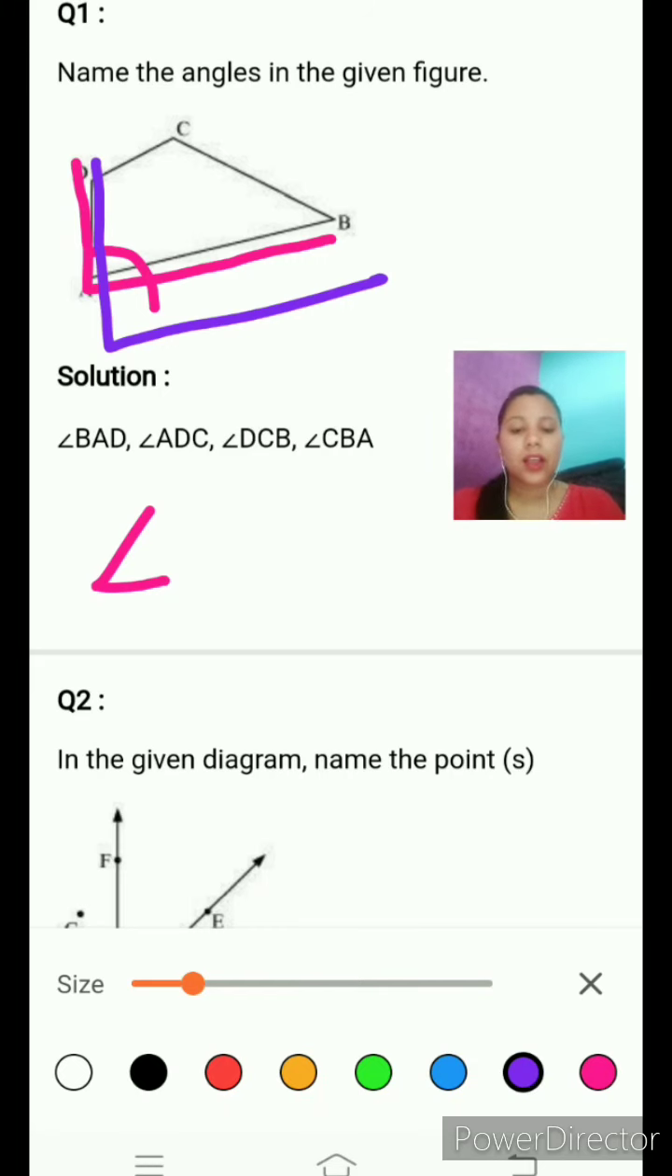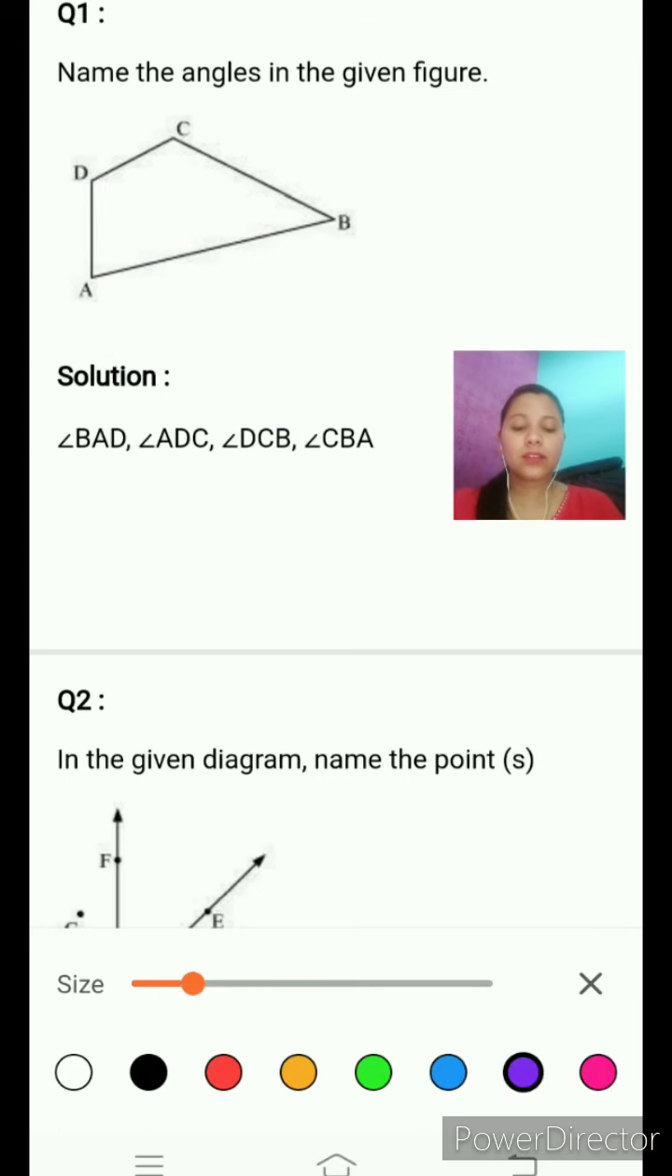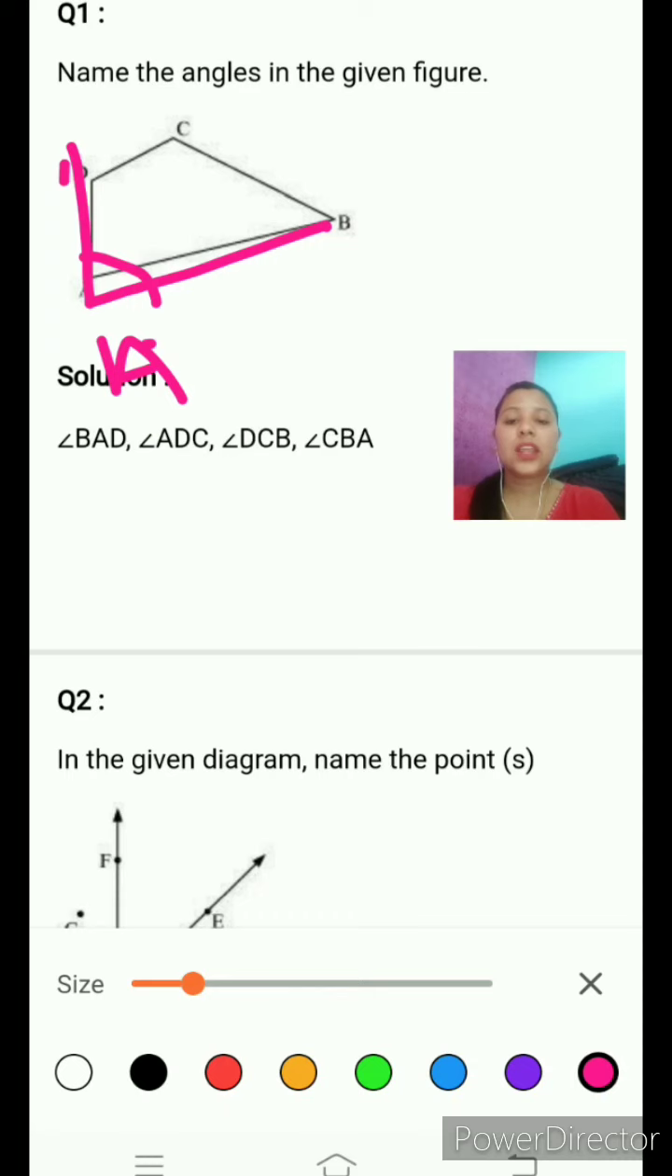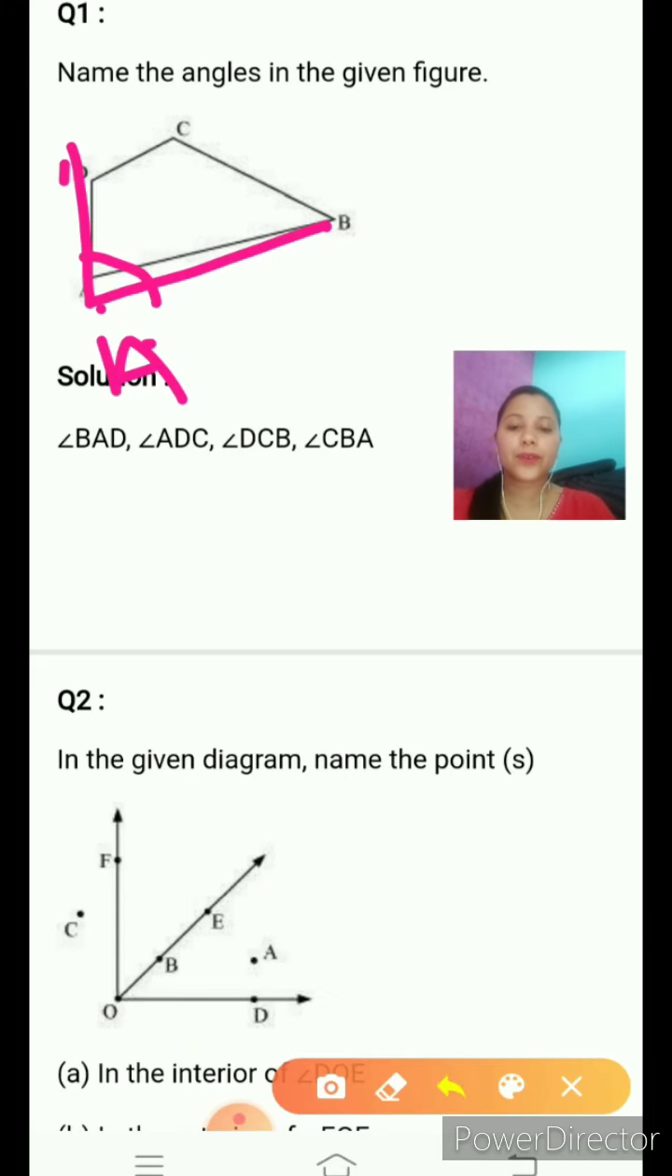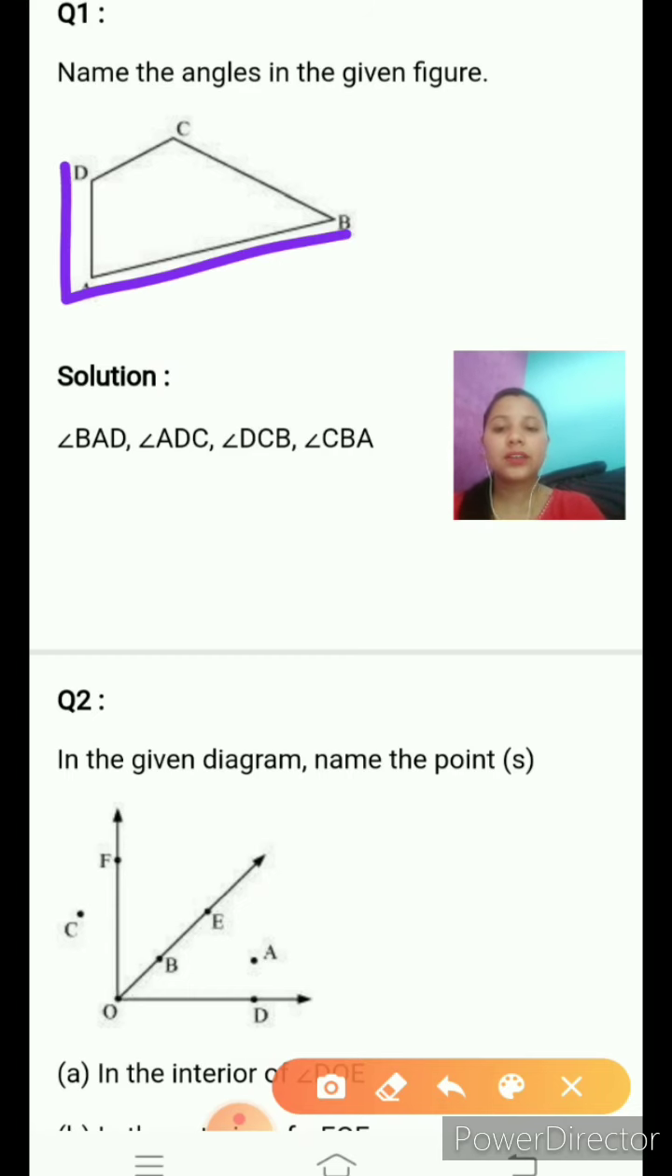Just check again. DAB, if I want to write the name of angle A, so DAB or BAD. So the first one is BAD. You can write it as angle DAB also. For angle D, they are writing angle ADC.